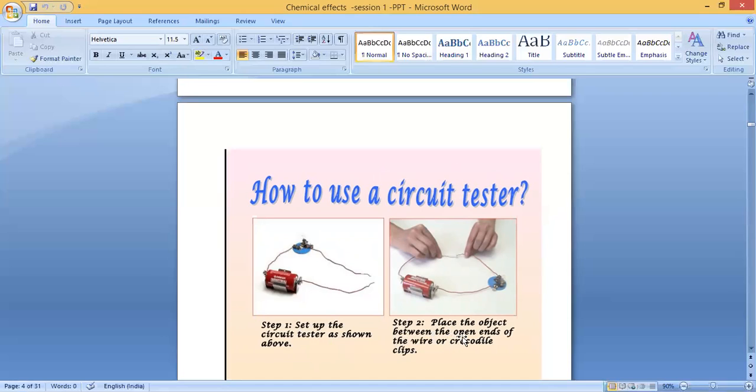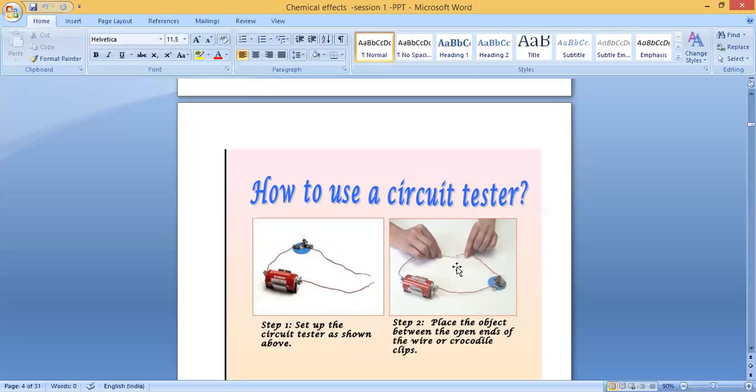Step two, place the object between the open ends of the wire or crocodile clips. Any object you can keep between these two wires. Suppose you keep an iron nail. The iron nail is a conductor, so current or electricity can pass through it. Then the circuit will be complete and the bulb will glow.